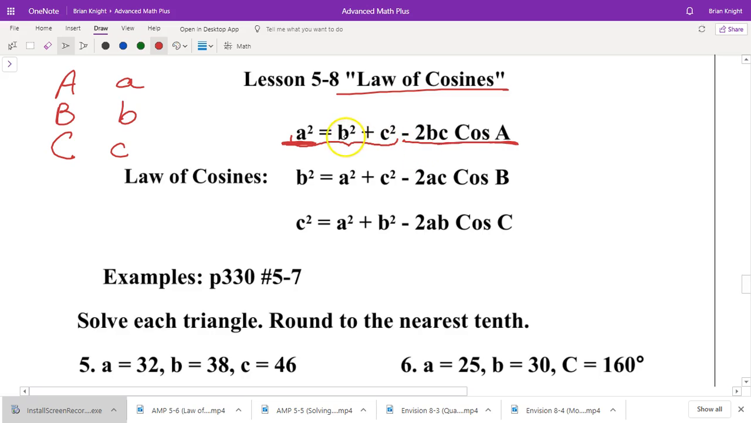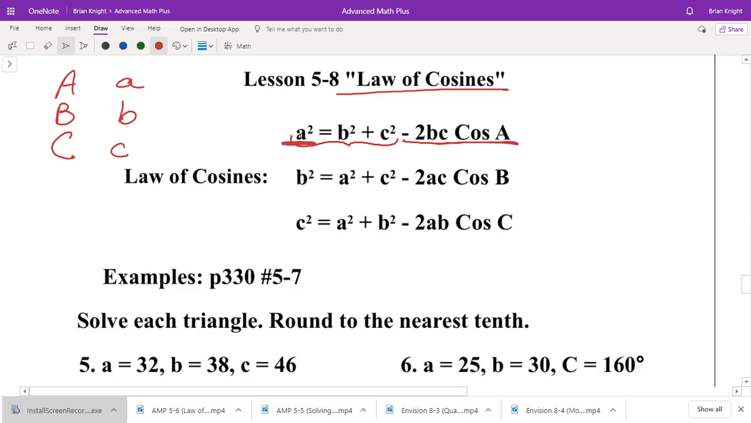Really you just got to remember this part in here. It's the Pythagorean theorem minus 2 times whatever the two sides are in the middle, cosine of whatever you're doing in the beginning. If A is in the beginning, you're going to do cosine of A. If B is at the beginning, you're going to do cosine of B.